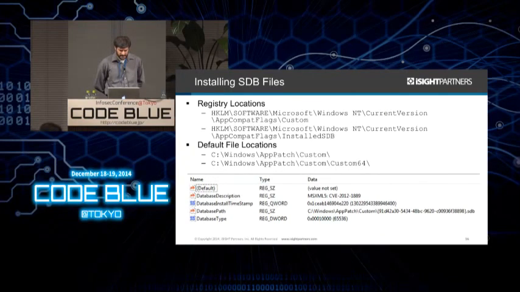You can see that it has the database timestamp when I installed it. The database path is the full path to where this file with this .sdb extension exists on my hard drive. And the default file locations I've listed here, AppPatch Custom and AppPatch Custom 64. These are just default for the SDBInst tool that I've been talking about. It's not a requirement that they are in that location, just by convention.